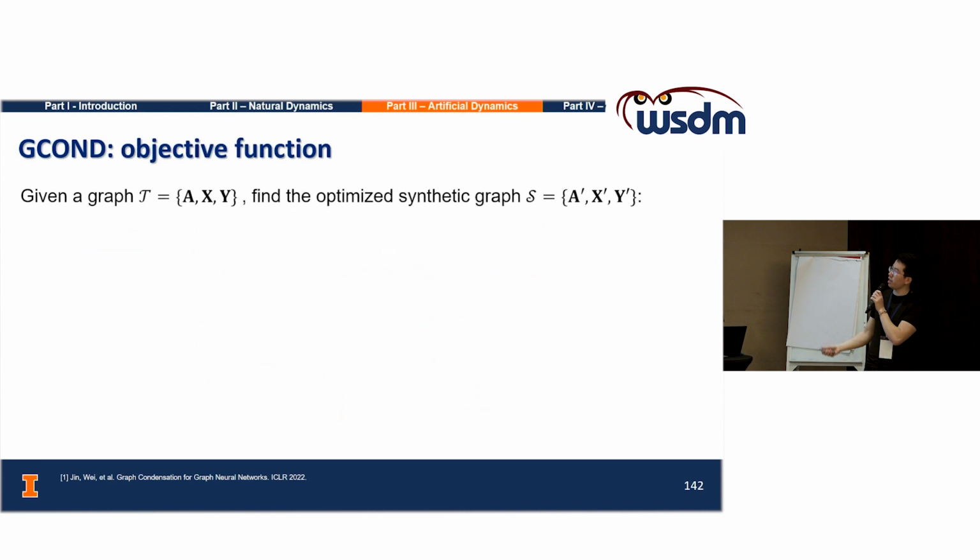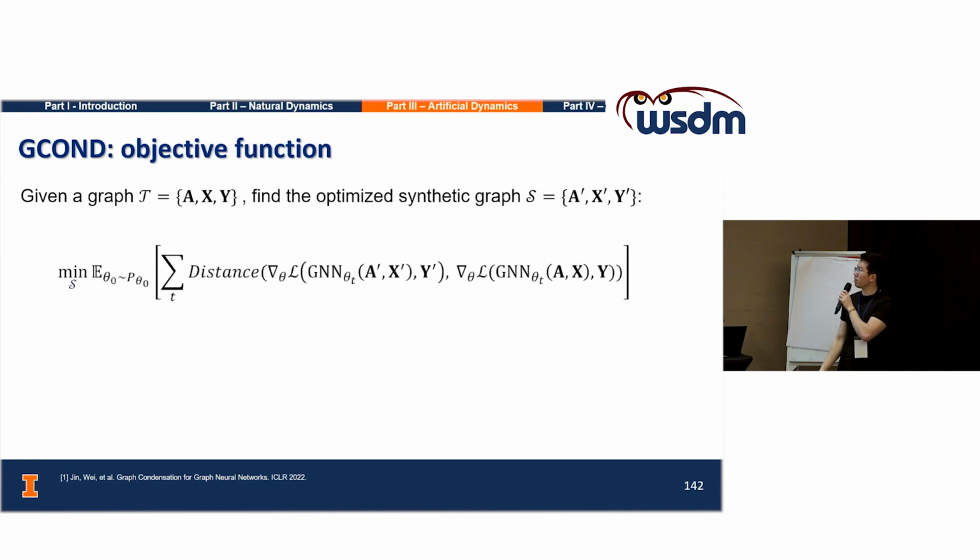So let's take a look at the objective function. Given a large graph, we denote its adjacency matrix, feature matrix, and node labels as A, X, Y, respectively, and the large graph is denoted as T. Our goal is to find an optimized synthetic graph S, which is much smaller compared with the given graph T. So this is the objective function.